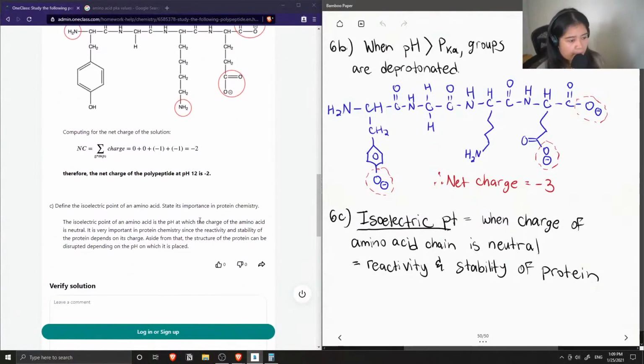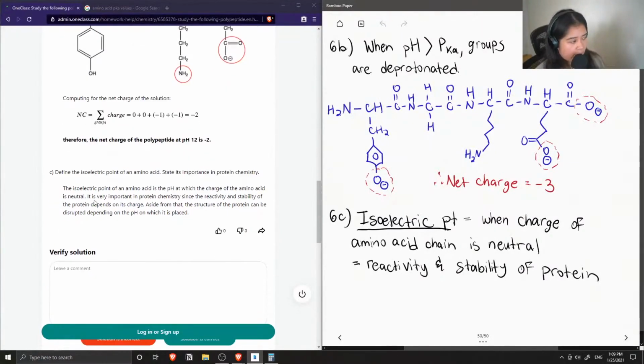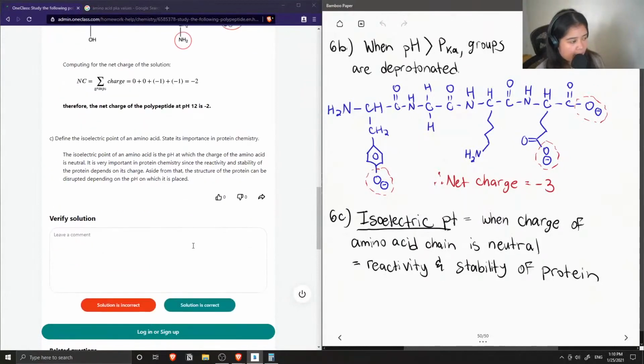And then for part C, it says to define the isoelectric point of an amino acid, state its importance in protein chemistry. So the isoelectric point of an amino acid is the pH at which the charge of the amino acid is neutral. It is very important in protein chemistry since the reactivity and stability of the protein depends on its charge. Aside from that, the structure of the protein can be disrupted depending on the pH on which it is placed.